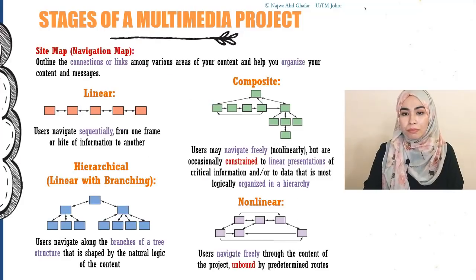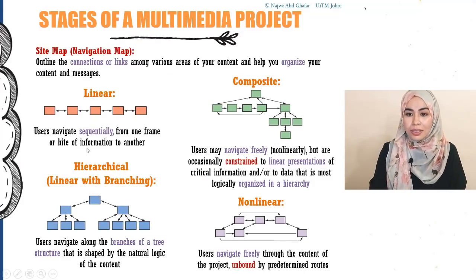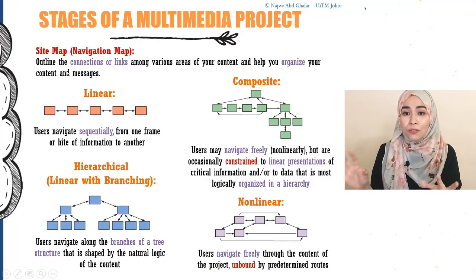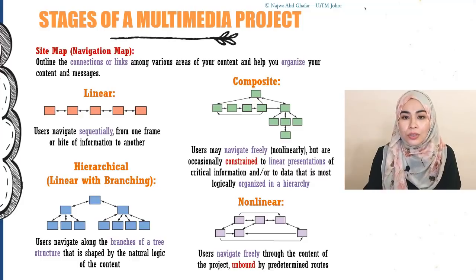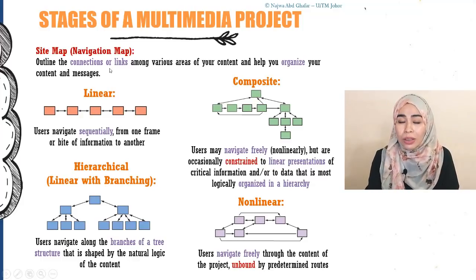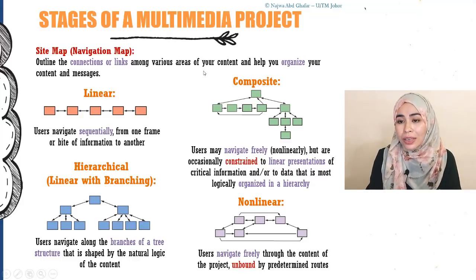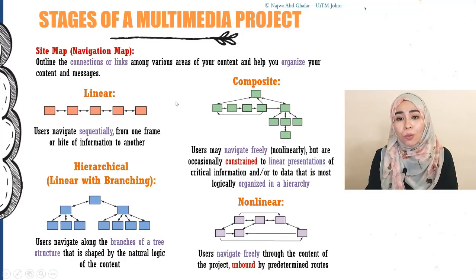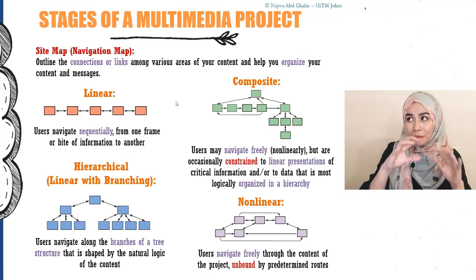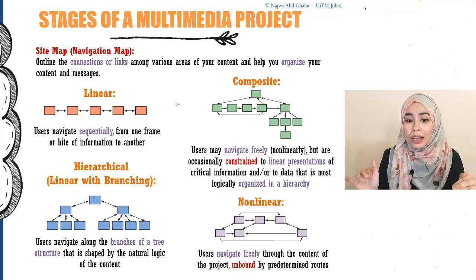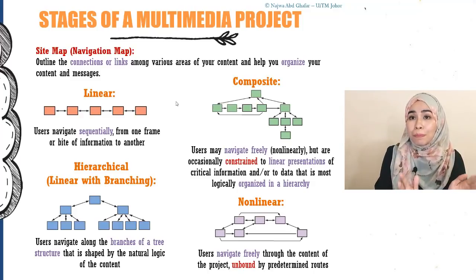All right. So these are the different types of sitemap or navigation map that you can create when it comes to an interactive application. A sitemap here will outline the connection or links among various areas of your content and help you organize your content and messages. So why do we have a sitemap? Because we want to show the flow of the navigation of our system, meaning how we get from one page to another page.